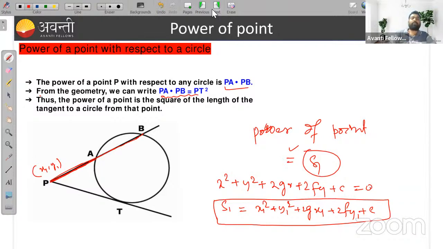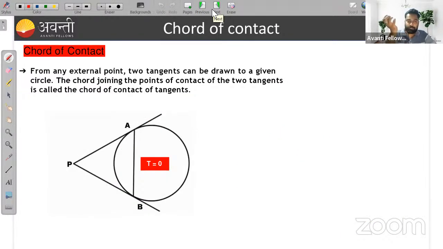Okay, fine. Now we'll see what the chord of contact is. Chord of contact is actually the line joining the points of contact. If you have an external point P whose coordinate is x1, y1, and you draw two tangents to the circle, and those tangents touch the circle at the points A and B, then the line AB is called my chord of contact. And how can we find the equation of the chord of contact? That is T is equal to 0. Very simple, that is T is equal to 0.